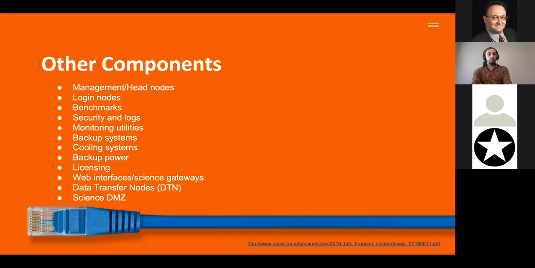And then benchmarking your system. Benchmarks are very useful, but they don't give you the exact performance of your system based on your needs. So it's always good to test your own codes, not only run standard benchmarks, though they are good for comparing in general. And then security and logging, that's very important.